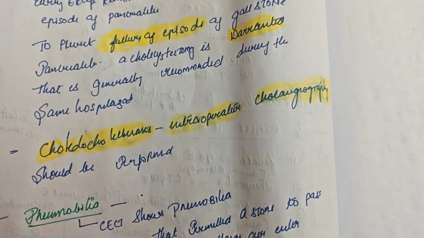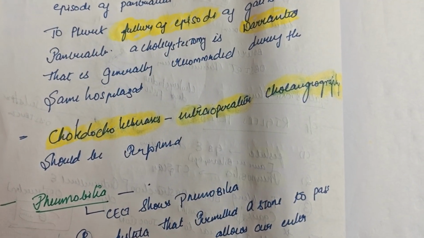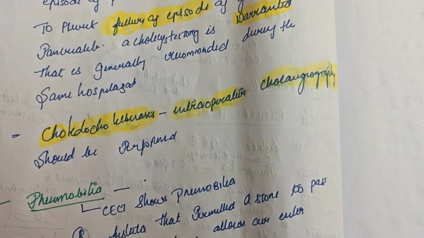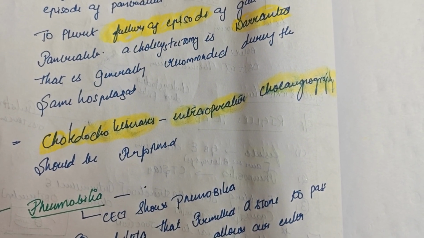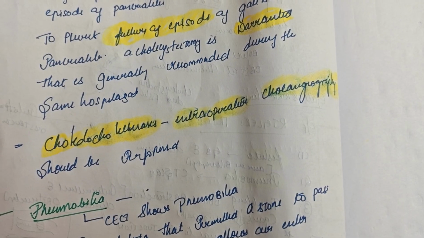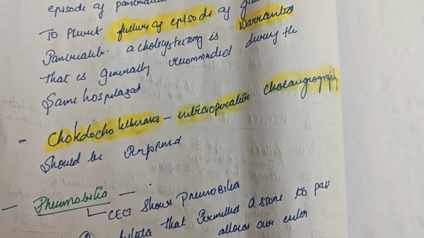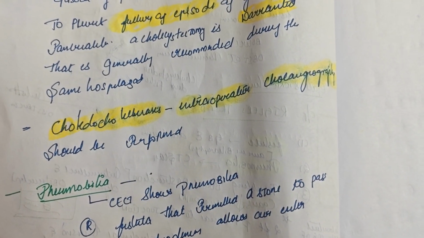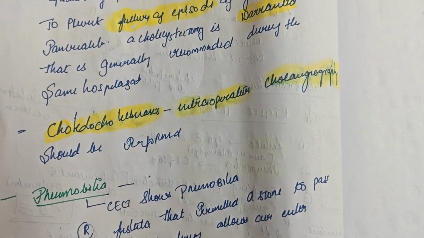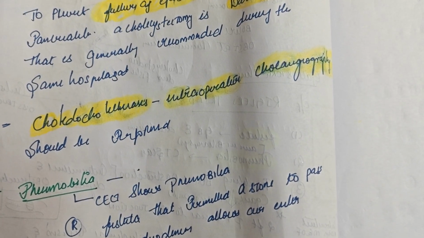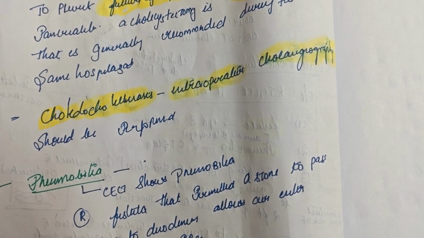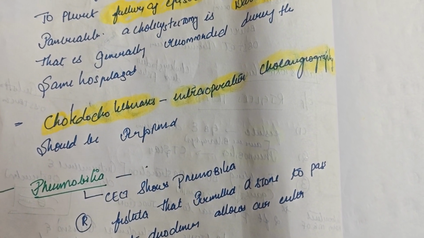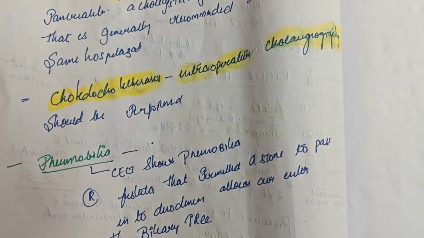Then in choledocholithiasis, an intraoperative cholangiography should be performed. Remember, in choledocholithiasis, intraoperative cholangiography should be performed. That's the first thing we need to understand. What is choledocholithiasis? It is a stone in the CBD. If a patient has a stone in the CBD, what you do is an intraoperative cholangiography. You put in a dye and we'll show it. Cholangiography should be performed, right?